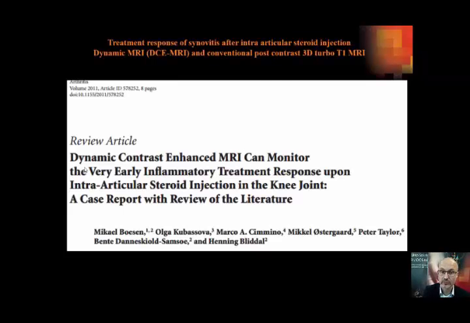We've also tried to explain how we interpret these dynamic curves in a review article in Arthritis from 2011, where we used the previously shown knee joint case as a reference for explaining the potential use of the technique.